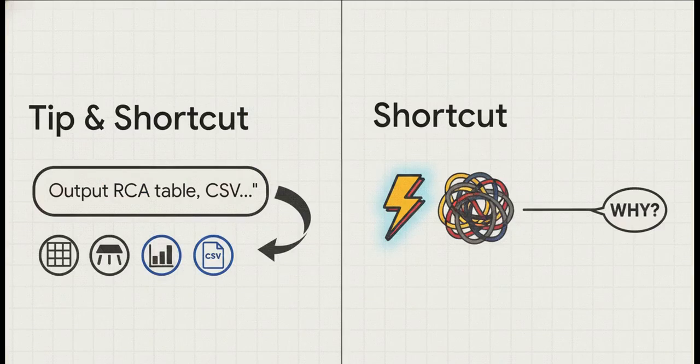So here's your key takeaway for this first tool. Always end your prompt by specifying the output format you need. And here's a great shortcut for you. Just tell the AI to apply causal reasoning to QA failures. That command cuts right to the chase and helps you find the why so much faster.